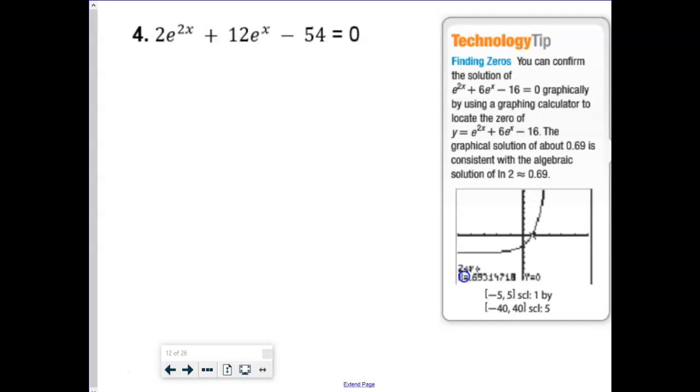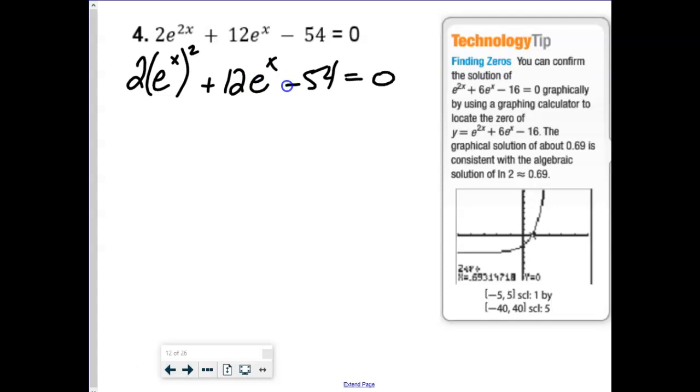So this number 4 is very much like the example we started today with. It feels like it wants to be a factoring question. This 2 is times e to the x power, but that is being squared. That's what's really going on right here. The e to the 2x can be separated as e to the x squared. And then over here, you got 12 times e to the x, that's fine, minus 54. So this is one of those fun, switch it out for an easier question type of question.